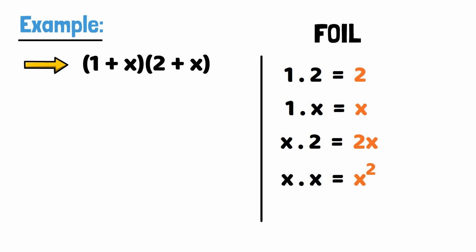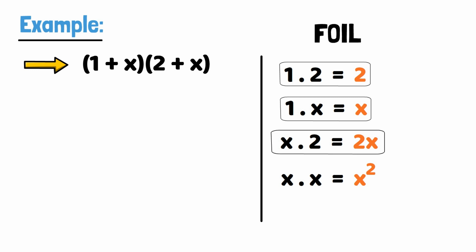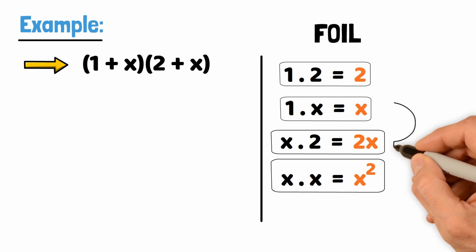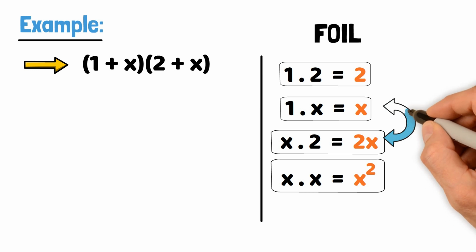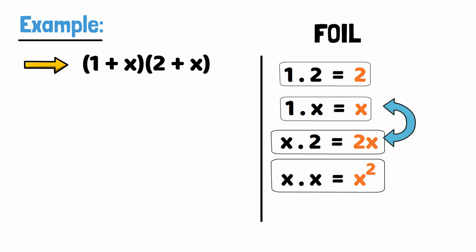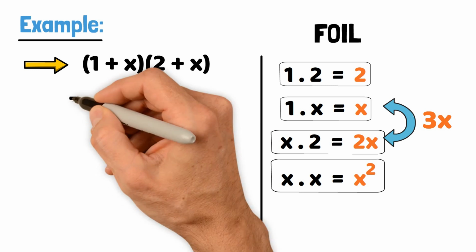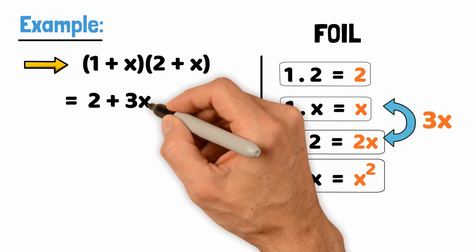So what you have altogether is 1 times 2, which is 2, plus the outer, which is 1 times x, which is x, plus the inner, which is x times 2, which is 2x, plus the last, which is x times x, which is x squared. Of the four terms, only two of them are like each other. Those are the middle two terms, the x and the 2x. So we can combine those two terms to make 3x, for a total answer of 2 plus 3x plus x squared.